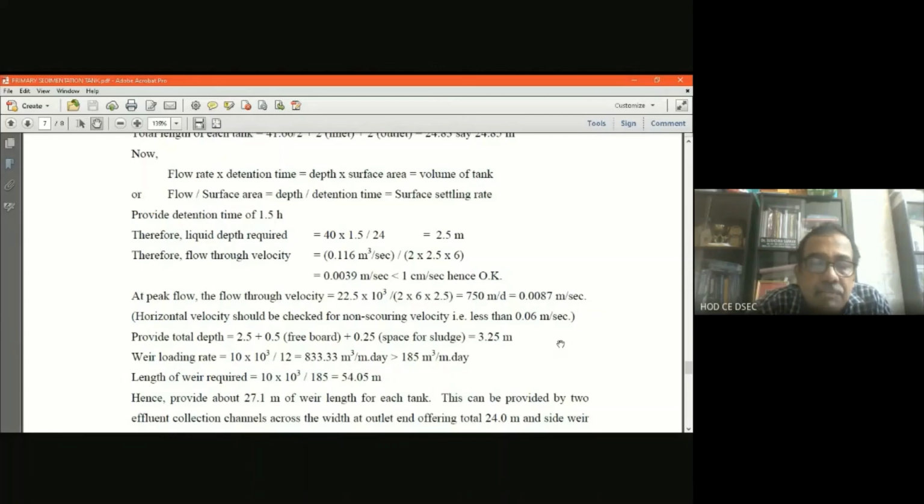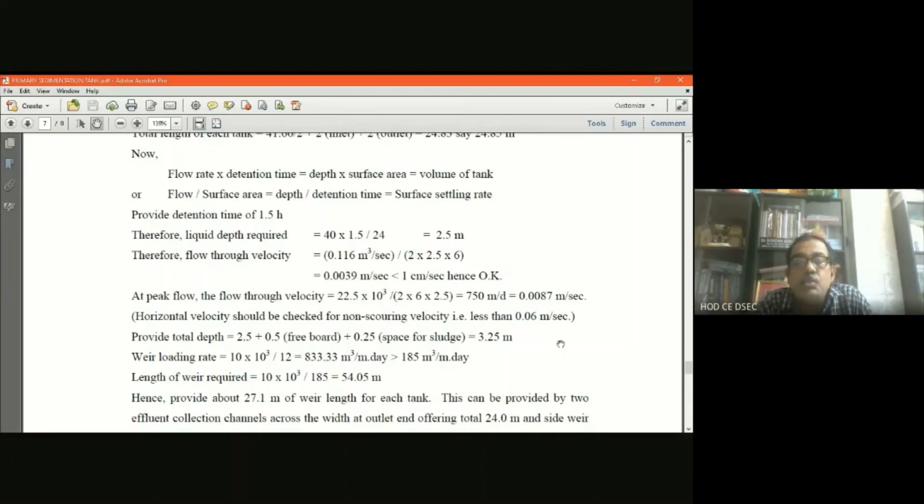A means the vertical cross-sectional area you have to take, because you are going to find out the horizontal velocity. So when you are finding the horizontal velocity, you have to take the area perpendicular to the plane of the horizontal velocity. That means B into H. And what is B? B is 6 meter. And what is H? H is 2.5 meter, which we have just found out.